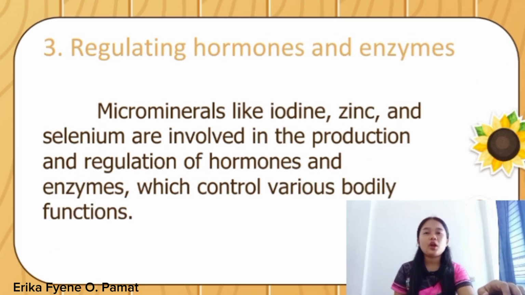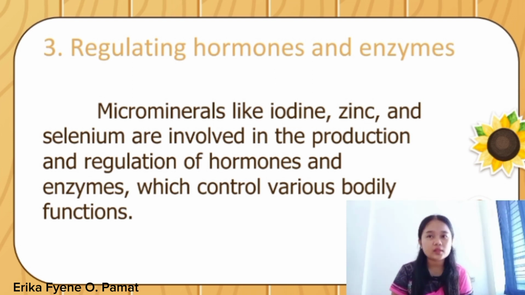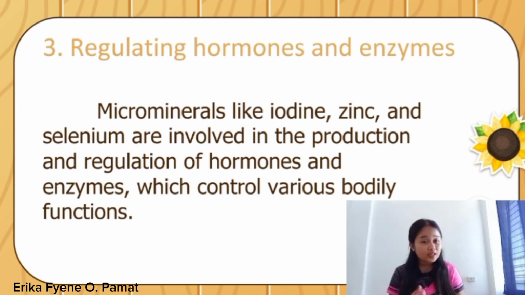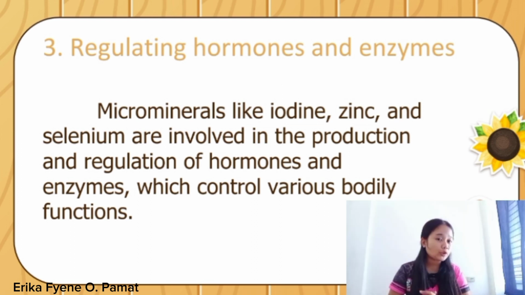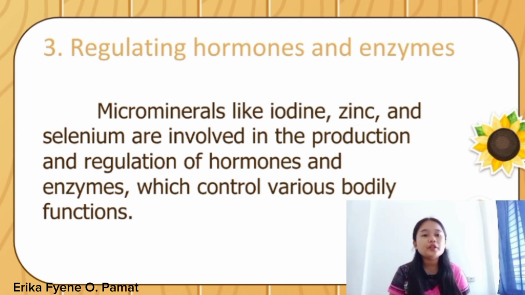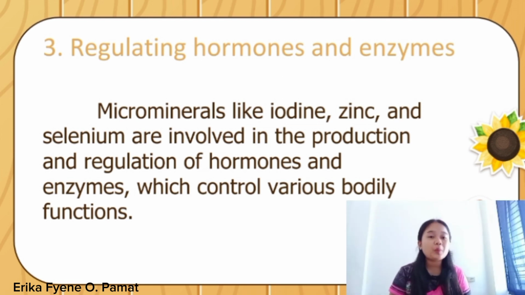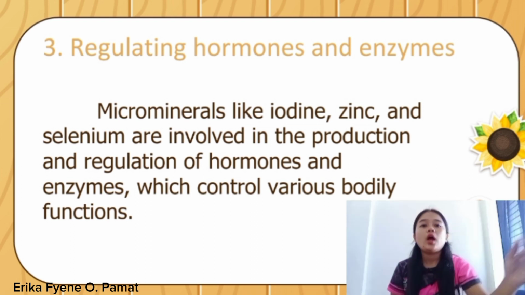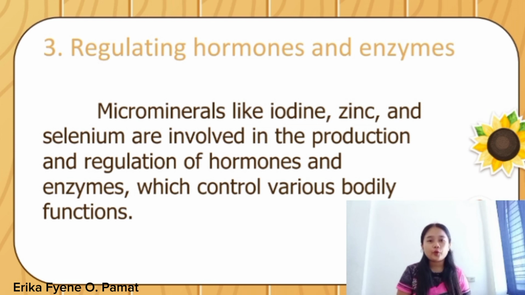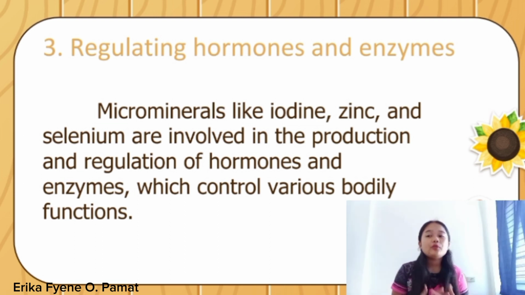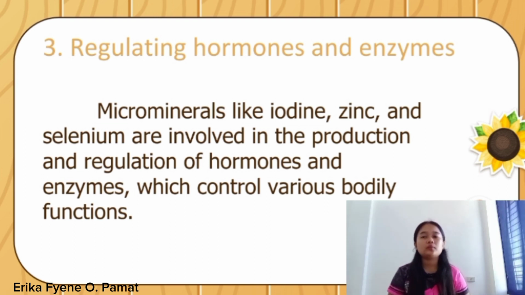Number three is regulating hormones and enzymes. Minerals like iodine, zinc, and selenium are involved in the production and regulation of hormones and enzymes, which control various bodily functions. Iodine is essential for thyroid hormone production, which regulates metabolism and growth. Zinc is also involved in enzyme production, and it plays a role in cell growth and repair.